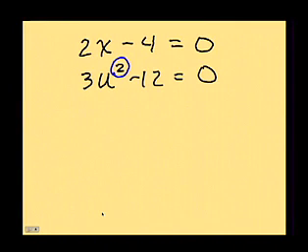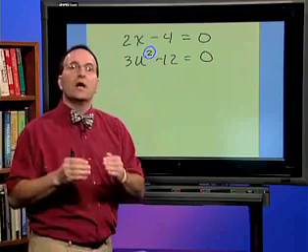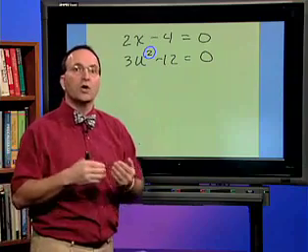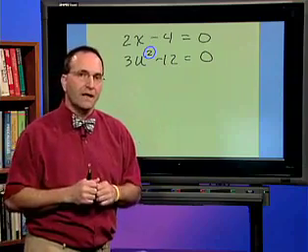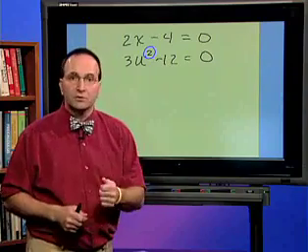Now, linear equations in one variable have exactly one solution. And we solve these equations by transforming them into equivalent equations whose solution is obvious. Now, two or more equations are equivalent if they have the same solution.